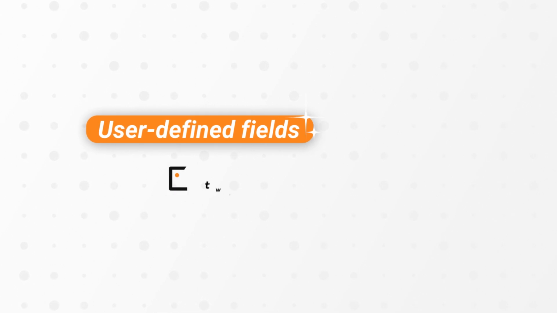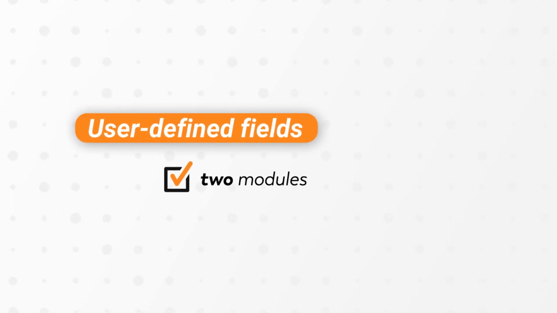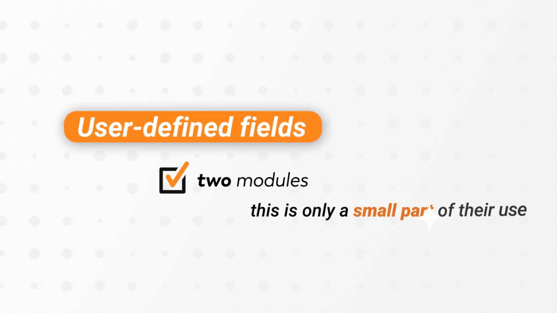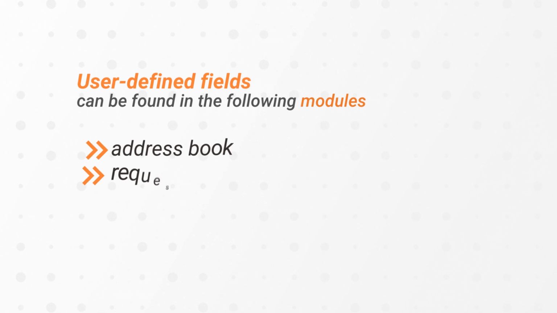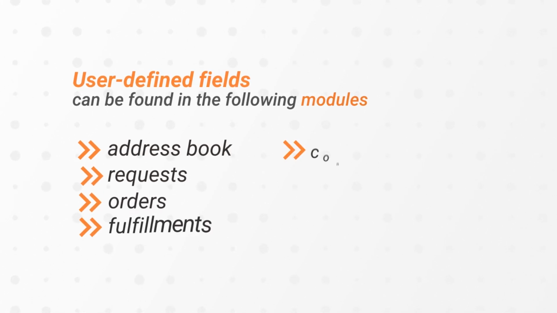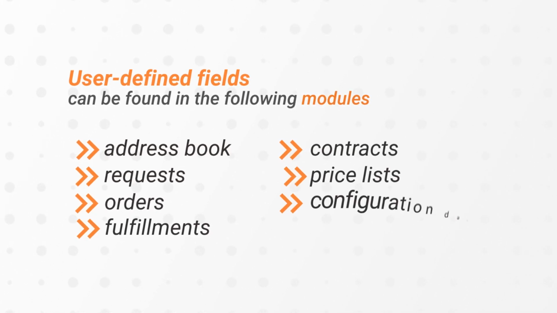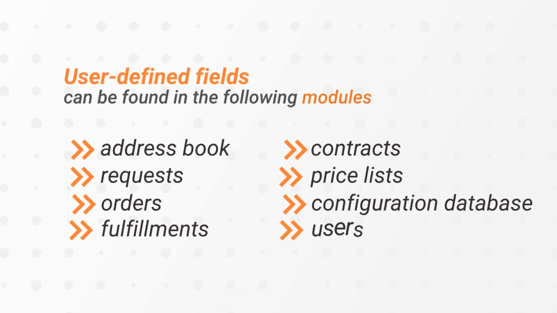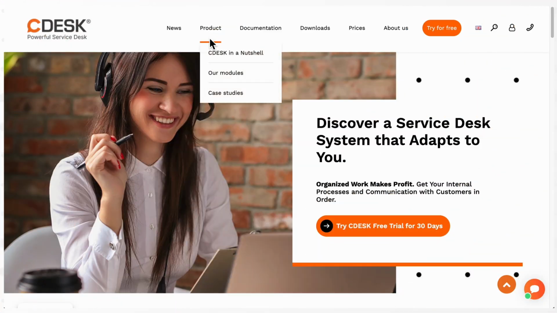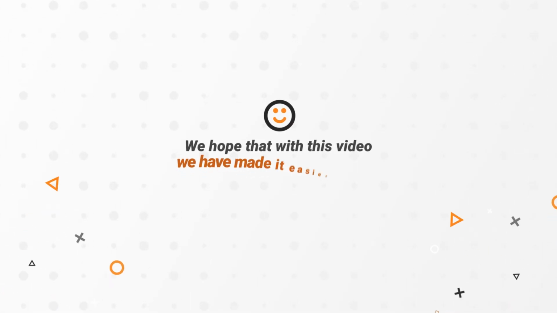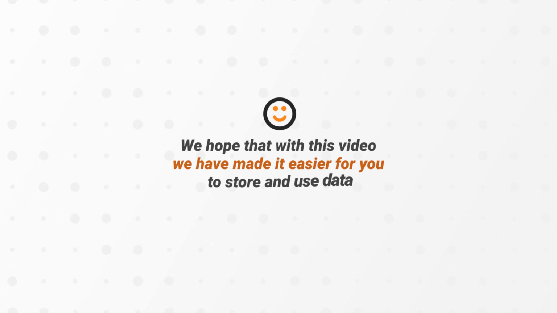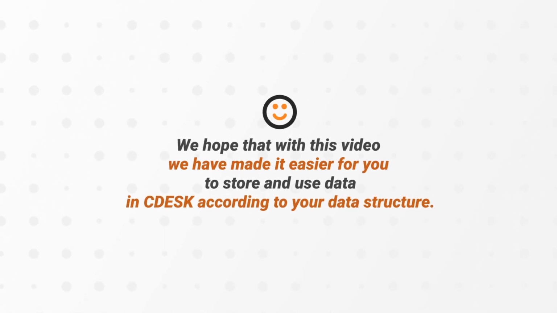Now you have seen the user-defined fields in the two modules, but as we mentioned earlier, this is only a small part of their use. User-defined fields can be found in the following modules: Address Book, Requests, Orders, Fulfillments, Contracts, Price Lists, Configuration Database, Users. For more information, do not hesitate to search for the manual of specific modules on our website. We hope that with this video, we have made it easier for you to store and use data in CDESK according to your data structure.